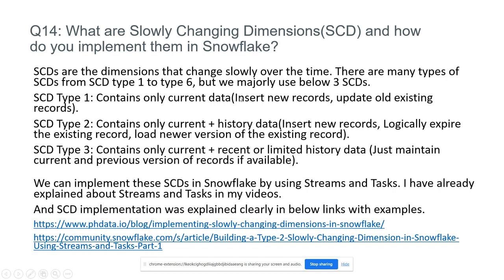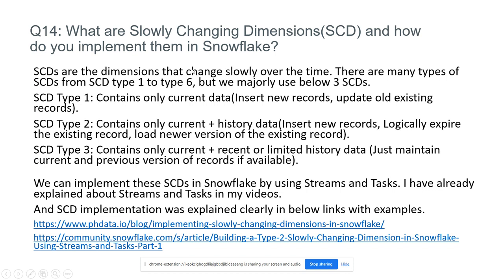in Snowflake? Okay, so first of all, if you have some idea on slowly changing dimensions, it's good. Otherwise, first learn what are the slowly changing dimensions and what are the types of that. Okay, so slowly changing dimensions are the dimensions that change slowly over the time. So there are many types of SCDs. I'm not going deep into these SCD types. Okay, this is just a small introduction about SCDs.